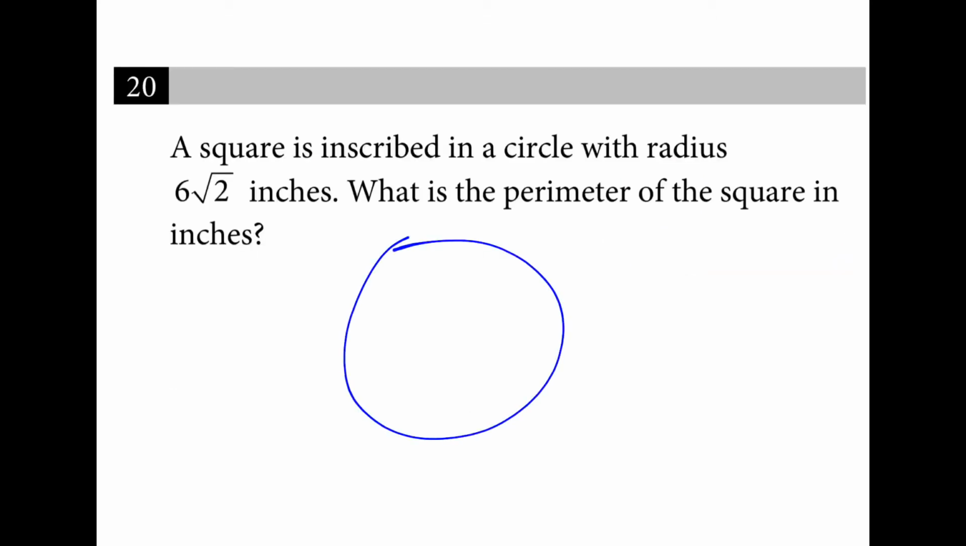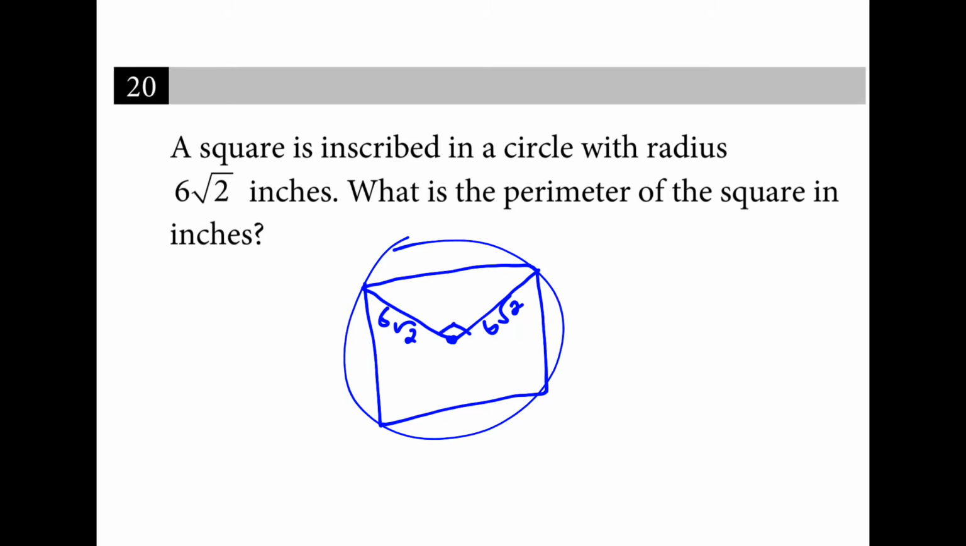Inscribed in a circle means it fits inside a circle and touches the edges like this. So if we consider our radius, that's going to be right here, 6 root 2, and right here, 6 root 2. So this actually is going to make an isosceles triangle because we have two legs that are the same.